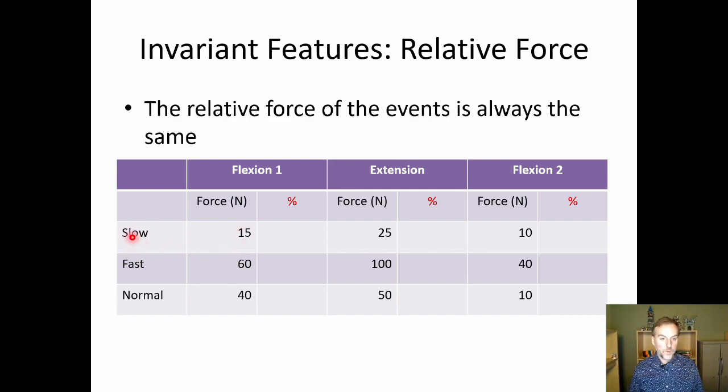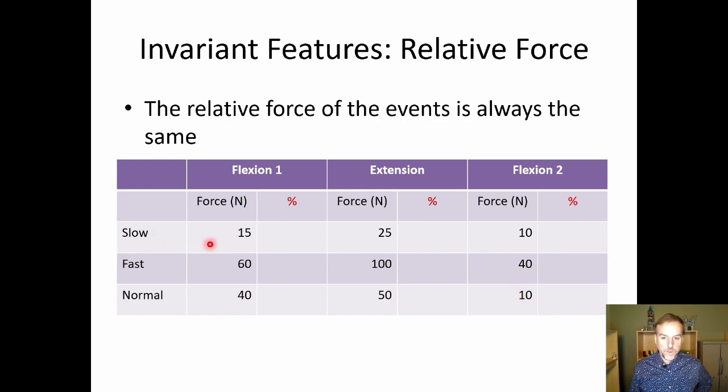So let's look. We do a slow movement, and we can see that overall there's low levels of force. That makes sense. If we want to move fast, we're going to have higher levels of force. And normal movement, somewhere in between, we've got these moderate levels of force. So the absolute force changes, that's okay. Does the relative force stay the same?